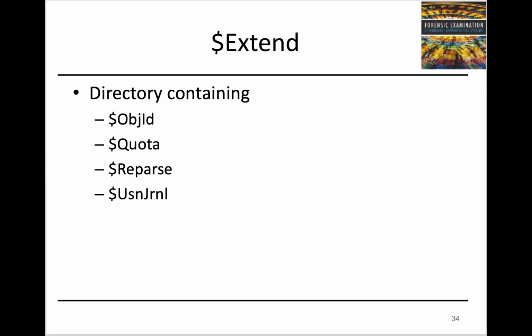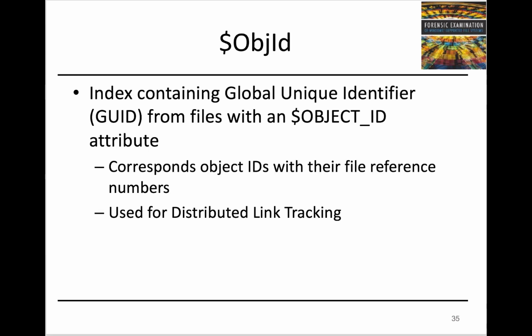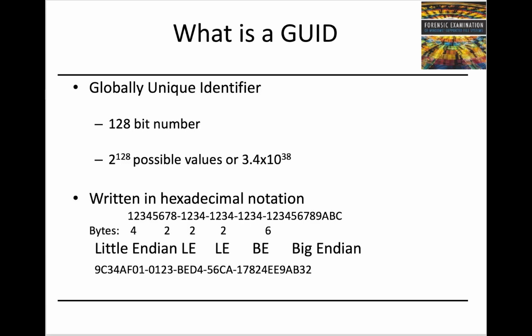$Extend is a folder containing additional metadata files, including the object ID. This is a GUID. We've talked about GUIDs when we talked about GPT. So the file itself will get a GUID value. And again, we've talked about this. It's a 128-bit value, and the sequence in there is 4 bytes, dash, 2 bytes, 2 bytes, 2 bytes, 6 bytes, and it's little endian, little endian, little endian, big endian, big endian, which is our standard way of displaying that.